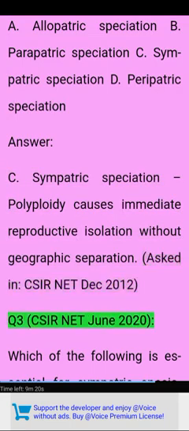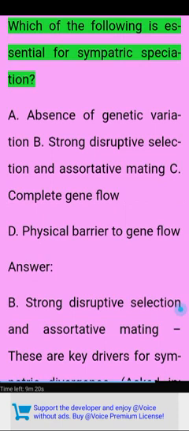Asked in CSIR NET December 2012. Q3. CSIR NET June 2020. Which of the following is essential for sympatric speciation?